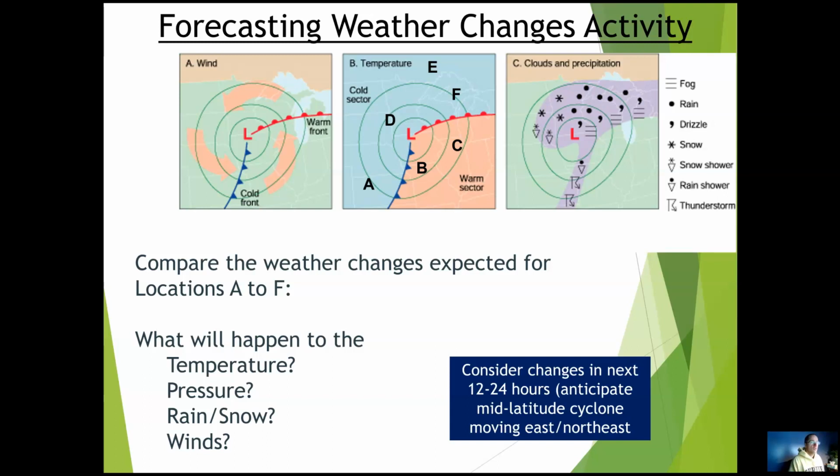And so I encourage you, even if you want to pause this video for a moment, to just think about the weather that would occur at all 6 of these letters in terms of temperature, how the pressure would change over time, rain and snow, and also the winds. Again, consider that we're in the westerlies, so we can envision that this is going to move somewhere here from what's at the Minnesota-Iowa border. Anticipate that it would generally move across central Wisconsin and into northern Michigan over time.